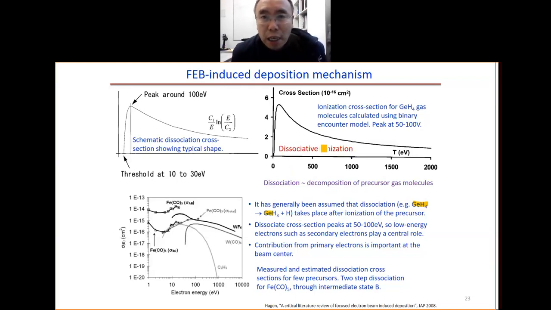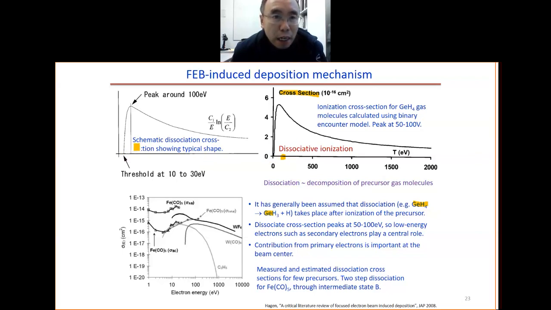Now this process can be calculated and simulated by what is called the encounter model. The encounter model is like a collision, where you have two objects colliding. For the collision, the cross section is important. The larger the cross section, the higher the probability of the collision. So you can consider the cross section as the probability of this chemical reaction. As you can see, the peak is here. It's about 50 to 100 electron volt.